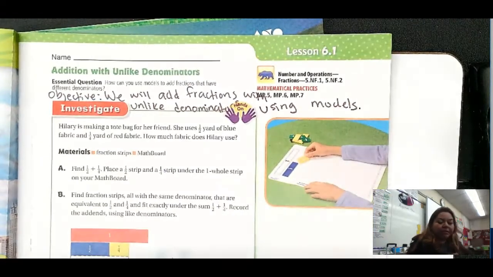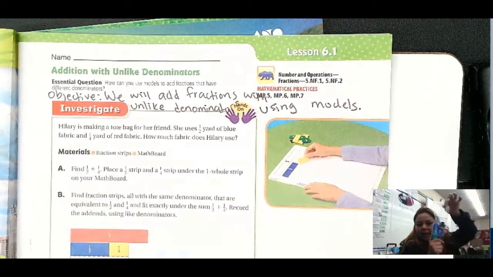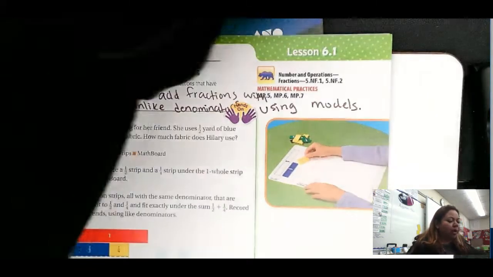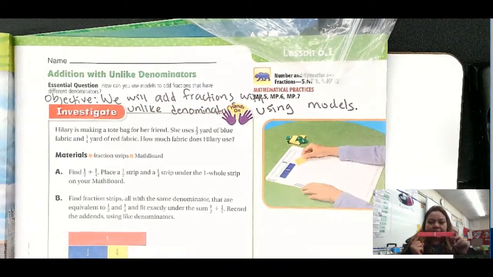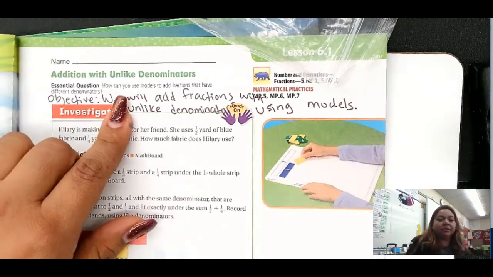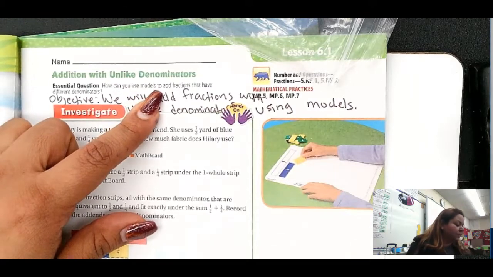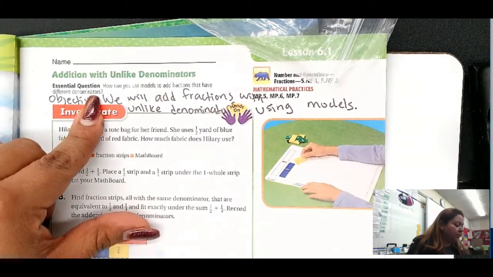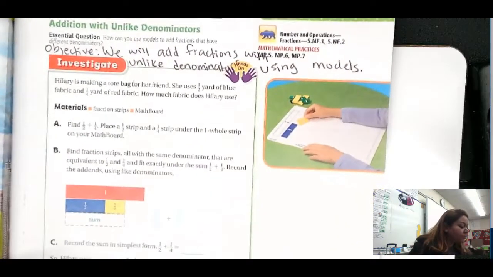There should be manipulatives at your table in a bag that look like this. Okay, so I want you to get out the manipulative that has a 1 like this. And before I continue going, let's look at the essential question. How can you use models to add fractions that have different denominators? So that's the essential question that we're looking at.